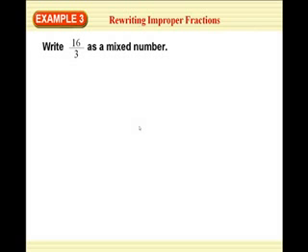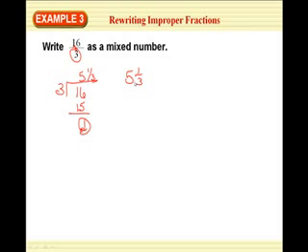Write 16 thirds as a mixed number. Now here's the deal with fractions. Fractions are just division problems, so you want to see how many thirds are in 16. In other words, how many times will 3 go into 16? Well, it goes in there 5 whole times with 1 left over, and we write that as 1/3 left over. So it's 5 and 1/3.